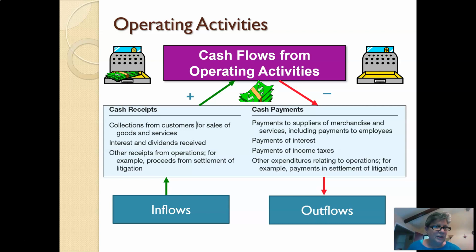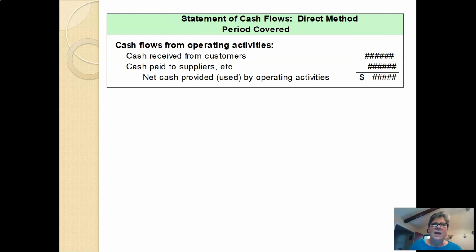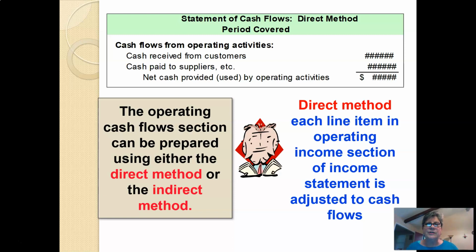So this is going to include things like cash collected from customers, cash paid to employees, cash paid for income taxes, and so forth. And we classify them as inflows, cash received, and outflows, cash paid. Now, there are two methods of reporting the operating activities section of the cash flow statement. And these two options only apply to the operating activities section.